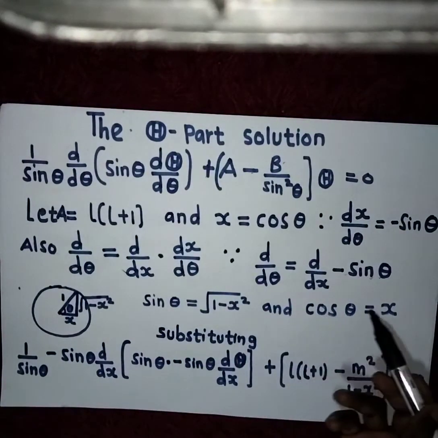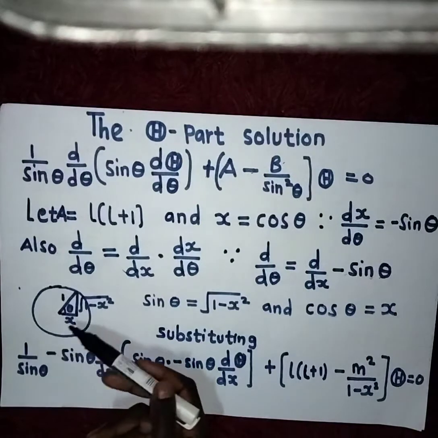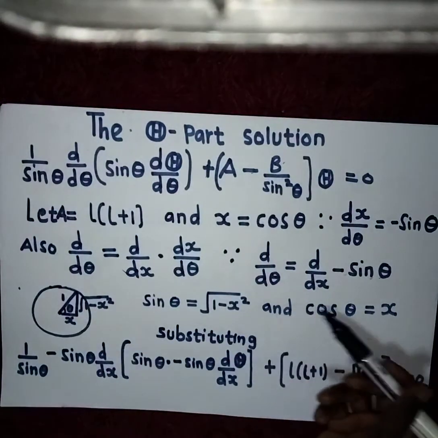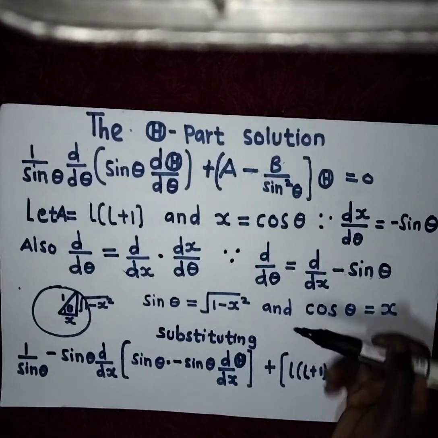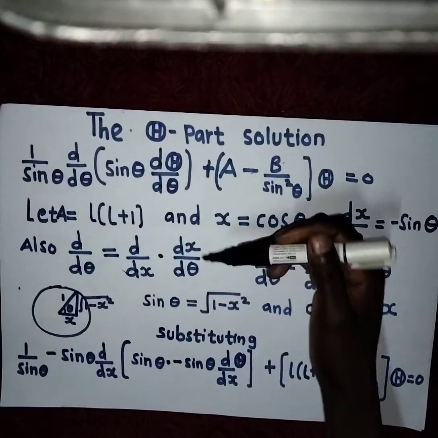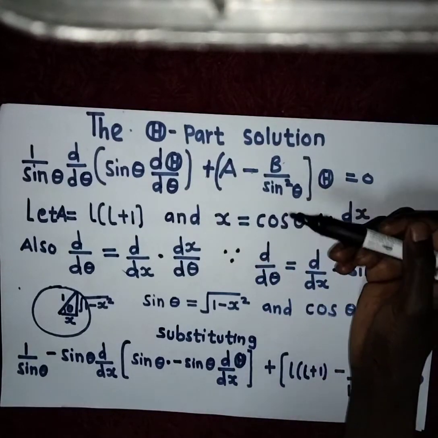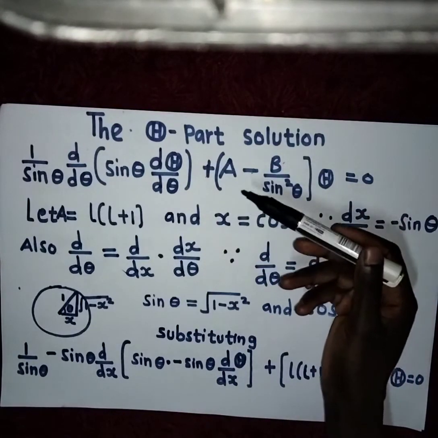That means sine theta is just root of 1 minus x squared. And also cos theta is the adjacent over hypotenuse. So I have adjacent x over 1. That means cos theta is x. All this I have will help me reduce this one to an associated Legendre differential equation.